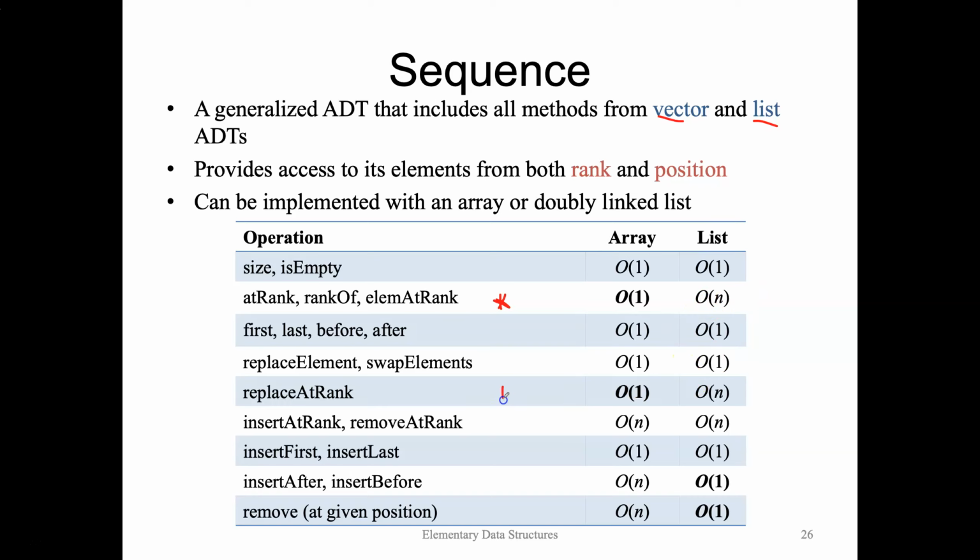Replace at rank. Again, this is another rank-based operation. Arrays can handle accessing an element at a particular rank easily, whereas a list, this is not so efficient because we have to move over n positions in order to find it.